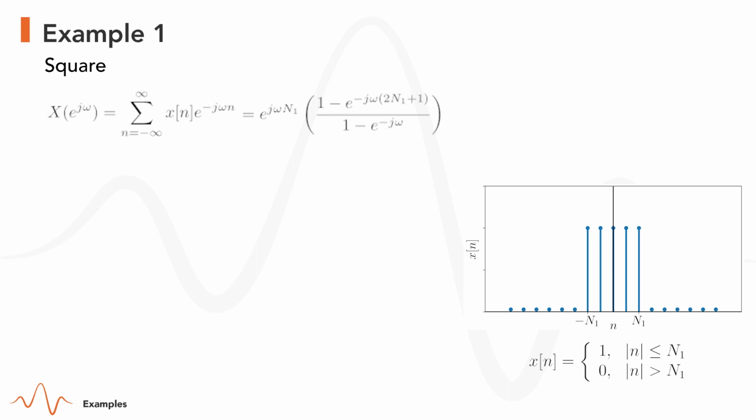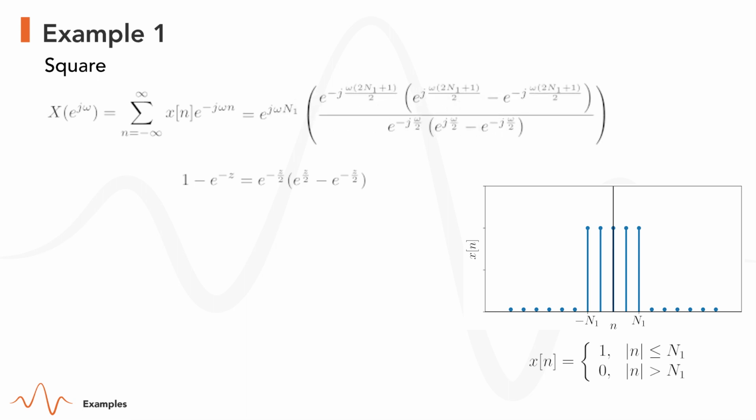We will now rewrite the numerator and denominator in the fractional part of the expression using the fact that 1 minus exponential of minus z equals exponential of minus z over 2 times exponential of z over 2 minus exponential of minus z over 2. We apply this with z equals omega times 2 capital N1 plus 1 in the numerator and z equals omega in the denominator.